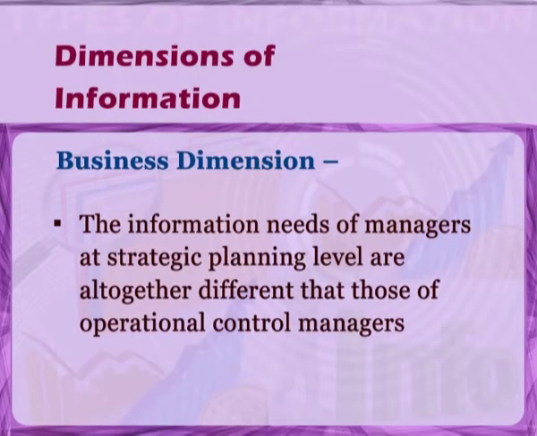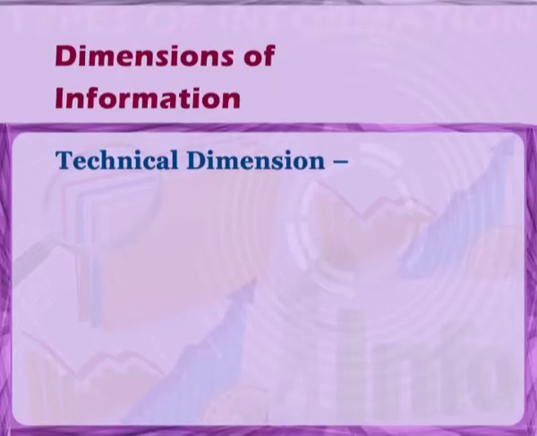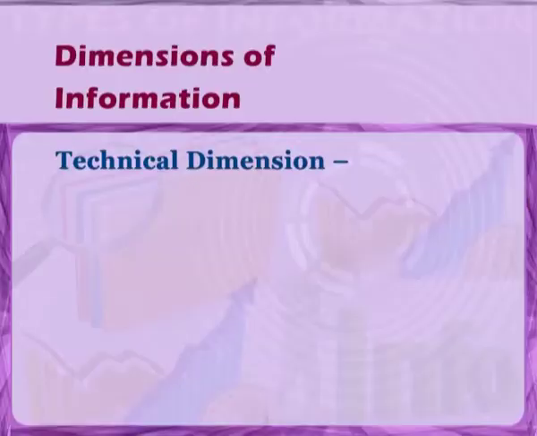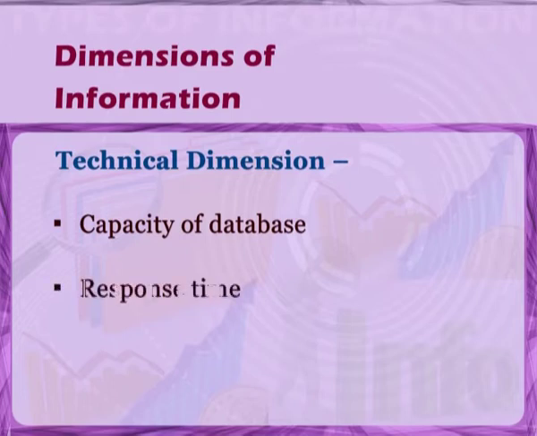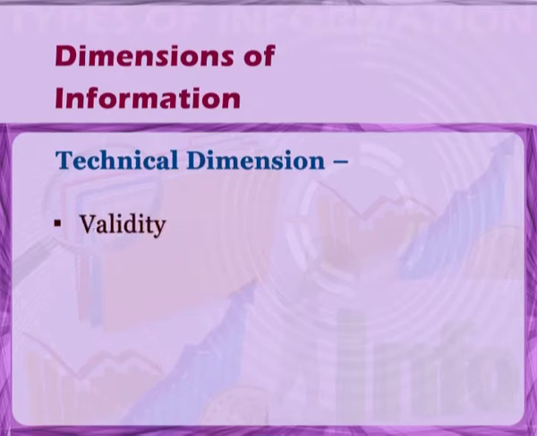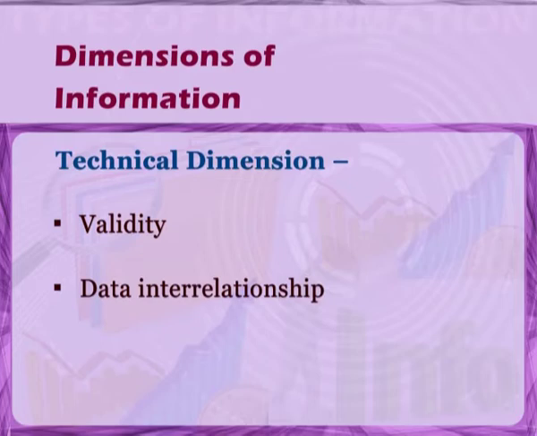Business dimension. Different types of information are required by managers at different levels of the management hierarchy. The information needs of managers at a strategic planning level are altogether different than those of operational control managers. It is because of the fact that managers at different levels are required to perform different functions in an organization. Technical dimension. This dimension of information refers to the technical aspects of the database. It includes the capacity of database, response time, security, validity, data interrelationship, etc.